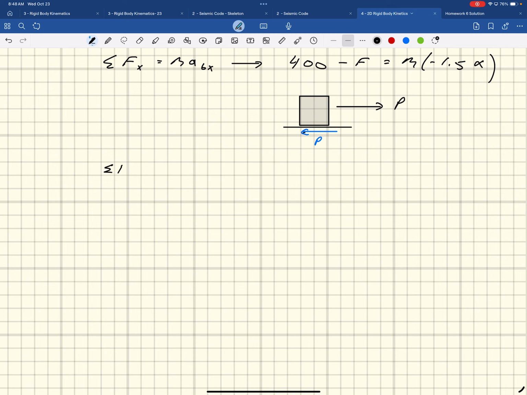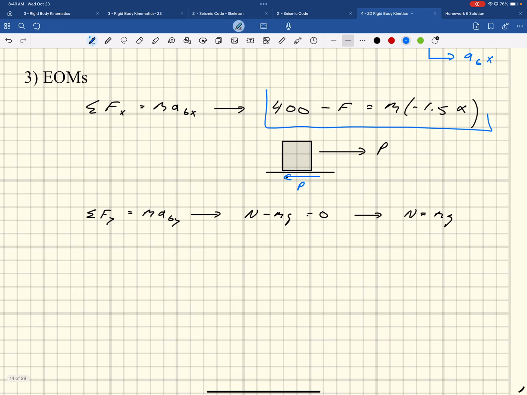Sum of the forces in the y direction equals m a_y. The only thing happening in that direction, we have a normal force acting up and a mass times gravity acting down, and that is equal to 0 because there is no acceleration up and down in this, and so that just tells us that the normal force is equal to mg. Right, so here's an equation.